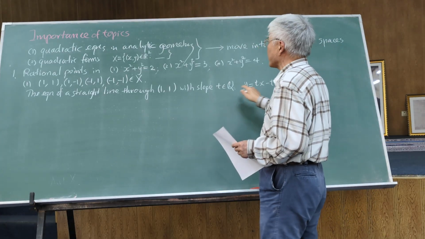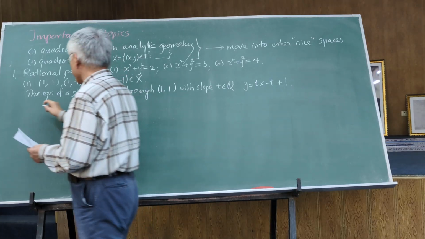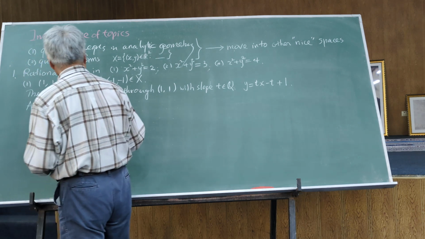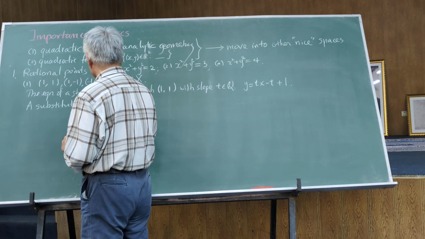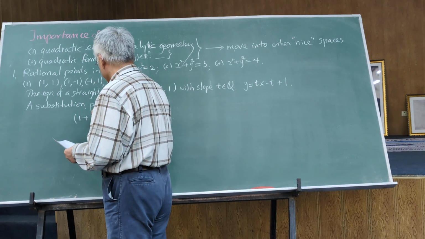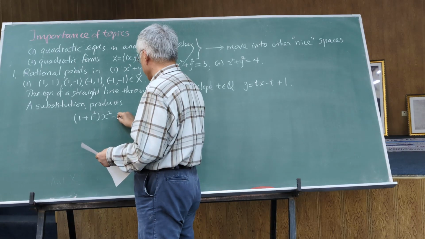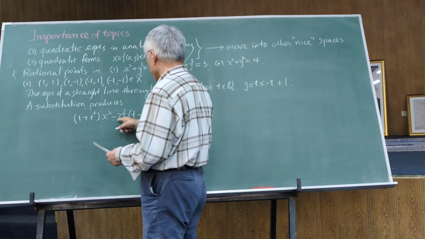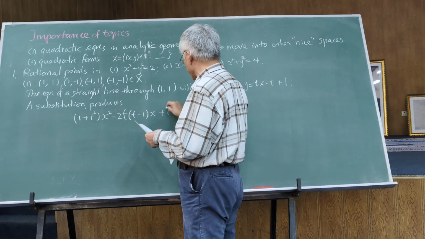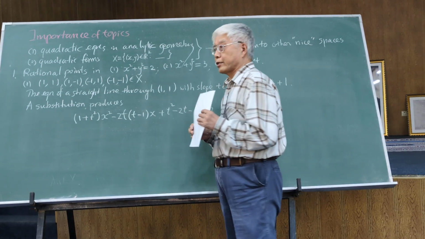In order to find it out, we substitute this y into that equation. School mathematics. Then we simplify and we get an equation. We write down only the key steps. The substitution into the original equation produces a quadratic equation in x: (1 plus t squared) x squared, minus 2t times (t minus 1) x. So the first degree coefficient is negative 2t(t minus 1), and the constant term is t squared minus 2t minus 1. This is in terms of the x coordinate.